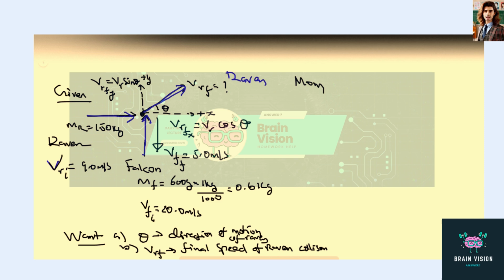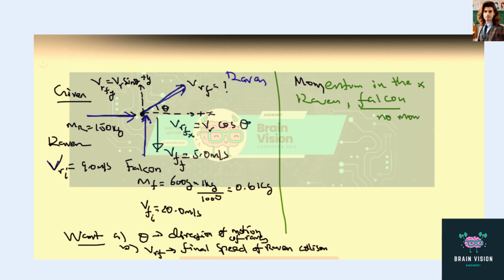We're going to have to think about the momentum in the x direction for both the raven and the falcon. Remember, the falcon is only moving in the y direction, so no momentum in the x. We don't account for any momentum in the x for the falcon. So the momentum will only be focused on the raven. The initial momentum in the x equals the final momentum in the x.